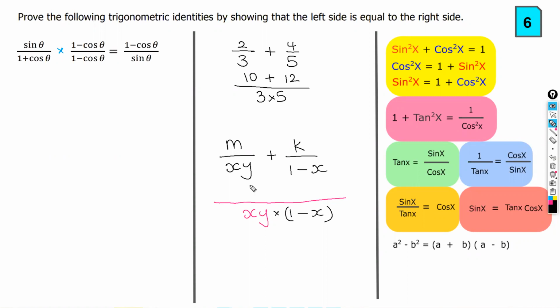xy into this. Notice the xy and the xy match up. It will leave you with the other item. So whatever you're left with, you multiply it by the top. So it will be m multiplied by 1 minus x plus 1 minus x into this. The 1 minus x and the 1 minus x match up. So you'll be left with the xy. xy by k is xyk, or xy multiplied by k.